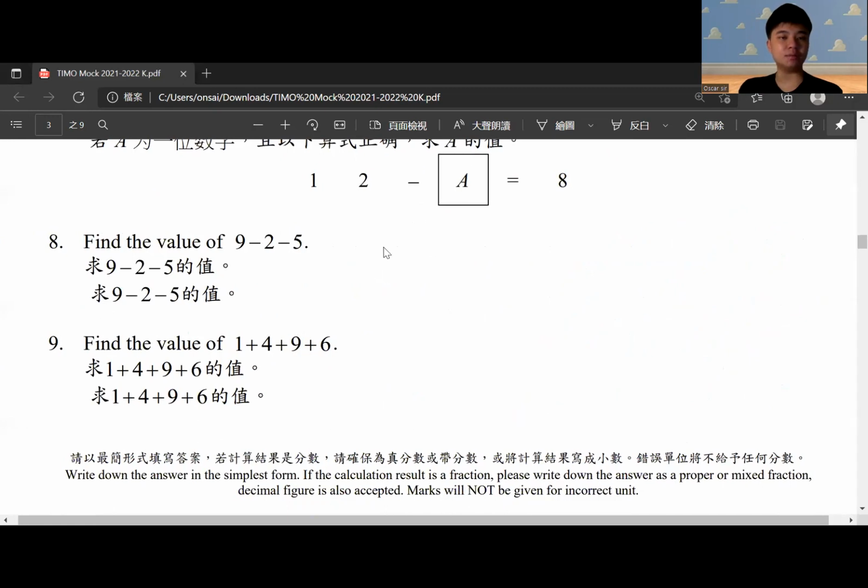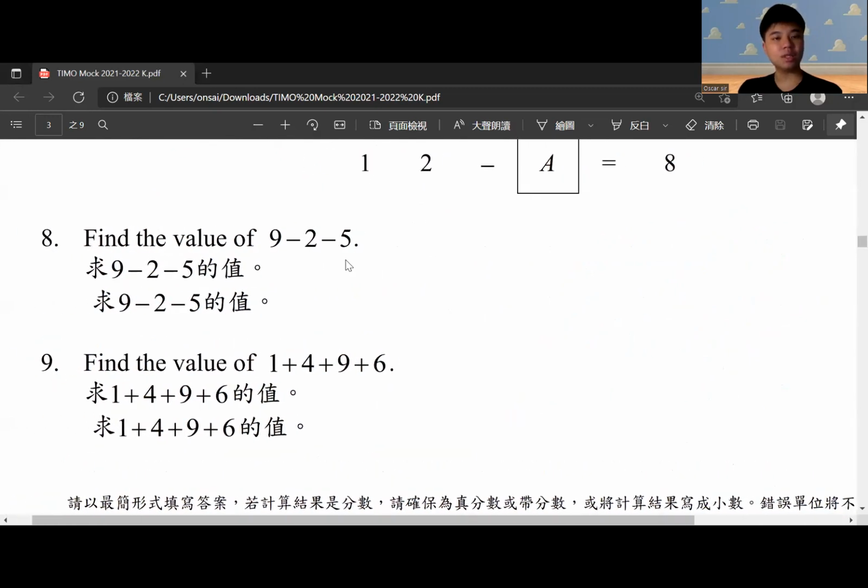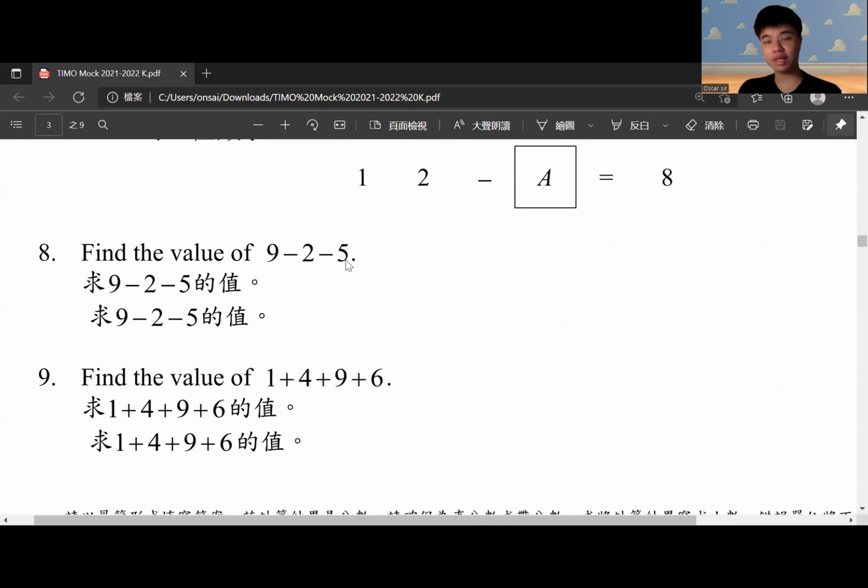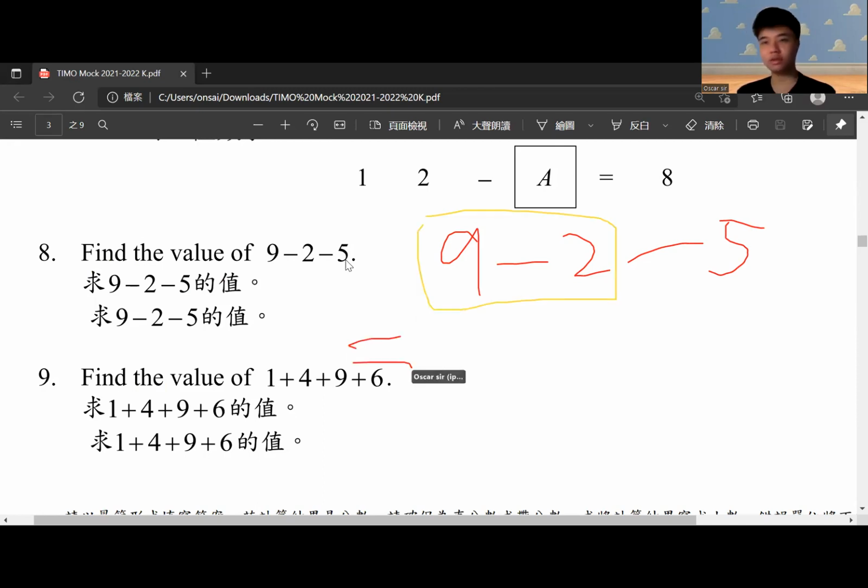Okay, and then I have some continuous equations for you guys. Those questions in question 8, we do 9 minus 2 minus 5, the minus process for 2 times. It's okay, just like this. 9 minus 2 first. We do that from the left to the right. 9 minus 2, we can use our fingers. How many? It's 7. 7 minus 5. How many? It's 2.